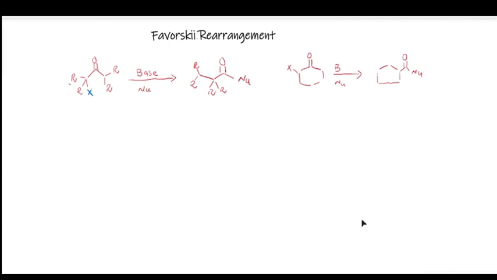Alpha-haloketones rearrange in the presence of a base and a nucleophile to yield a carboxylic acid or an ester. The reaction is known as Favorskii rearrangement, which can occur both in acyclic ketones as well as in cyclic ketones. In this video, we'll talk about the mechanism for both acyclic and cyclic ketones accordingly. So let's begin.